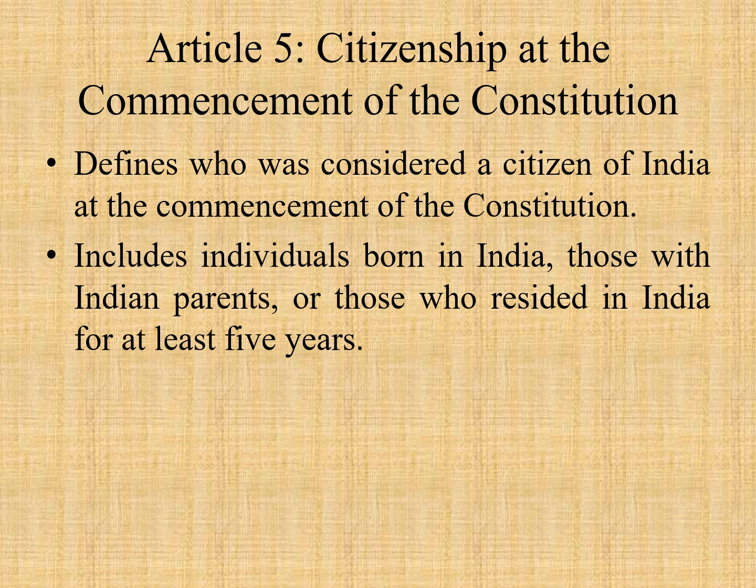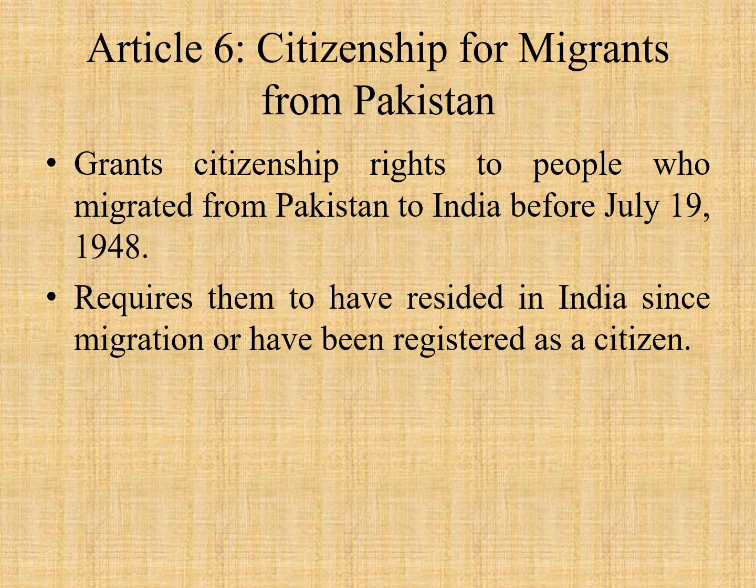Article 5. Citizenship at the commencement of the Constitution. Defines who was considered a citizen of India at the commencement of the Constitution. Includes individuals born in India, those with Indian parents, or those who resided in India for at least 5 years. Article 6. Citizenship for migrants from Pakistan. Grants citizenship rights to people who migrated from Pakistan to India before July 1948, and requires them to have resided in India since migration or to have been registered as citizens.